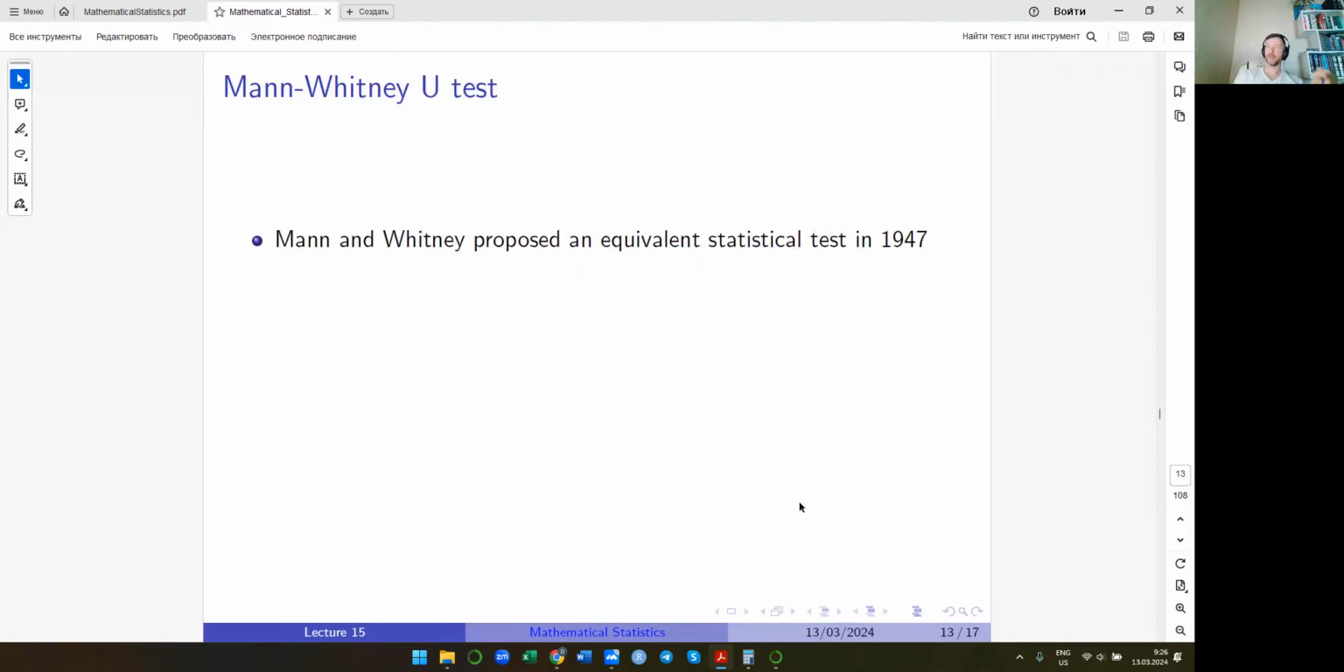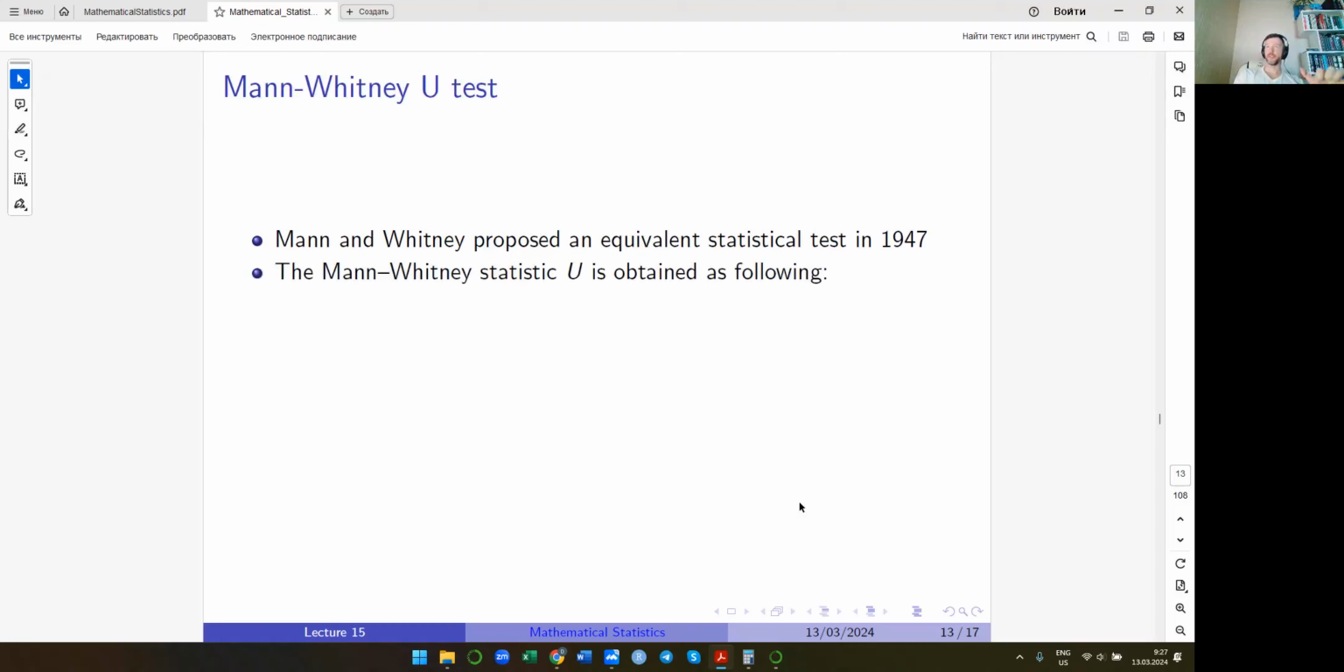And they are connected to each other. You will see that these two tests are related. When we want to compute the U statistic for the Mann-Whitney test, we have to compute the W statistic from the Wilcoxon test. So they are related. But the initial idea has been slightly different.